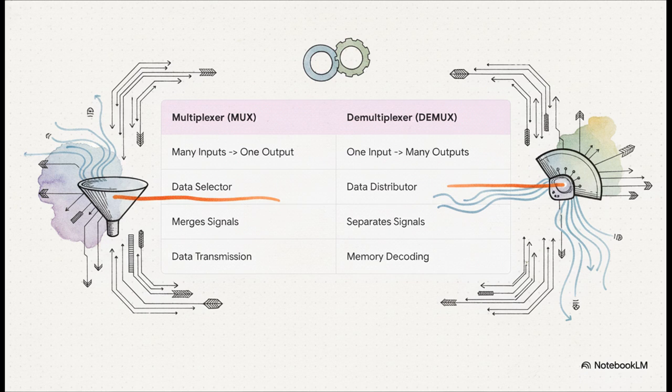The MUX, that's a data selector. It takes many inputs and funnels them down to one output. The DMUX, that's a data distributor. It takes that one input and sends it out to one of many outputs. One merges, the other separates. They're literally two sides of the same coin, and they have to work together perfectly to keep our data flowing.